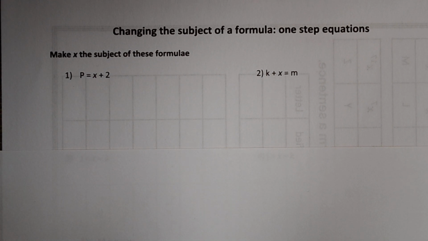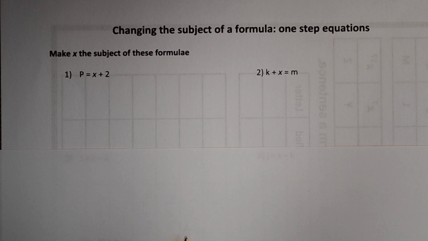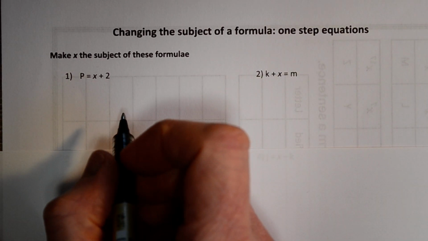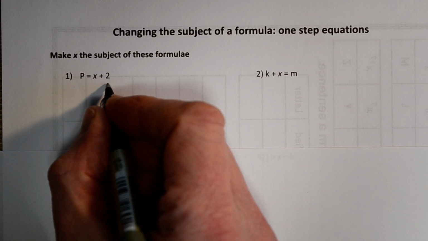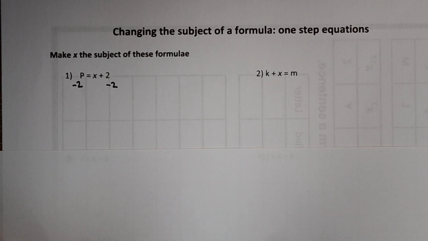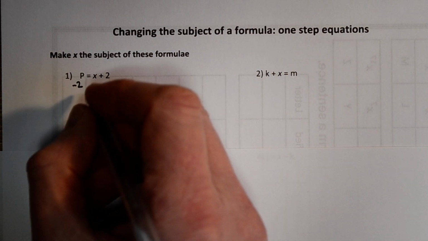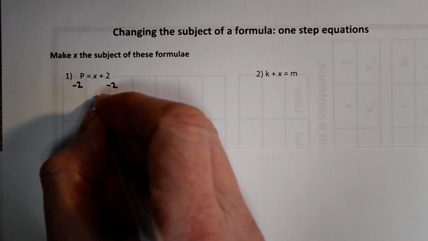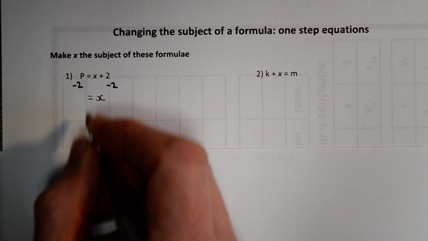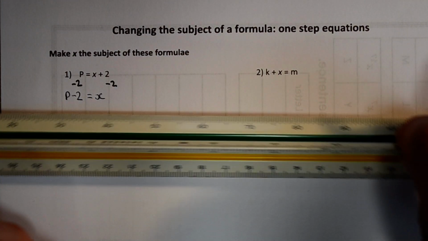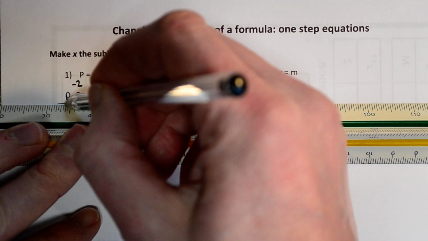At the moment we've got x plus 2 on the right hand side. Now we need to change that by getting rid of the plus 2, and in order to do that then we need to do the opposite operation. We need to subtract 2. We do the same on both sides because it's an equation and the equation needs to keep balanced. So if we subtract the 2 that's been added on, that just leaves us with x. On the left hand side we started with p and we subtract 2, and now x is on its own. It's the subject of the equation.